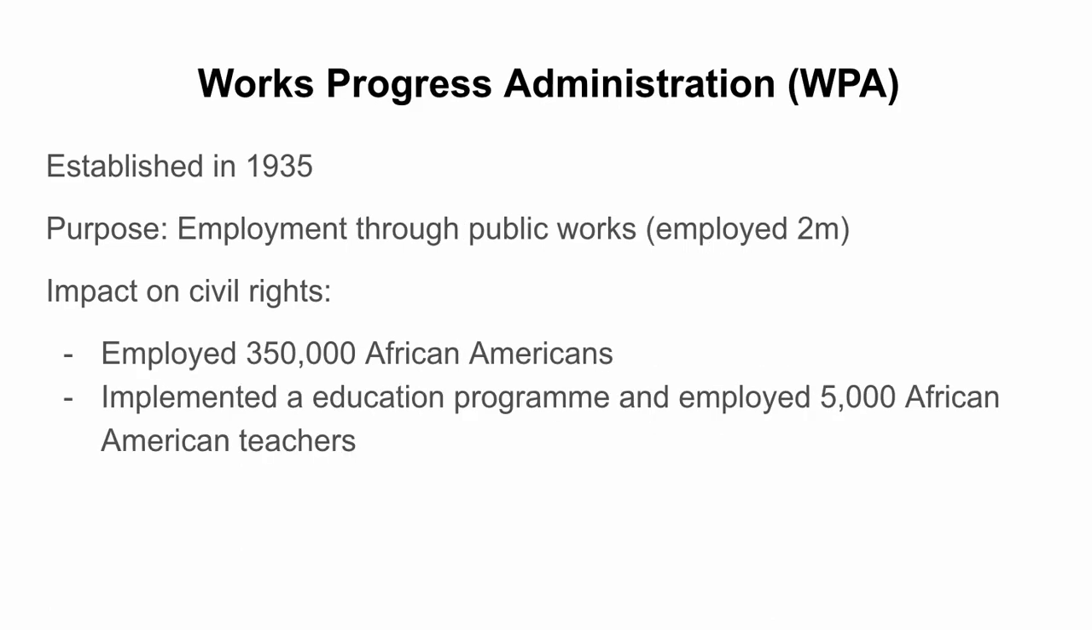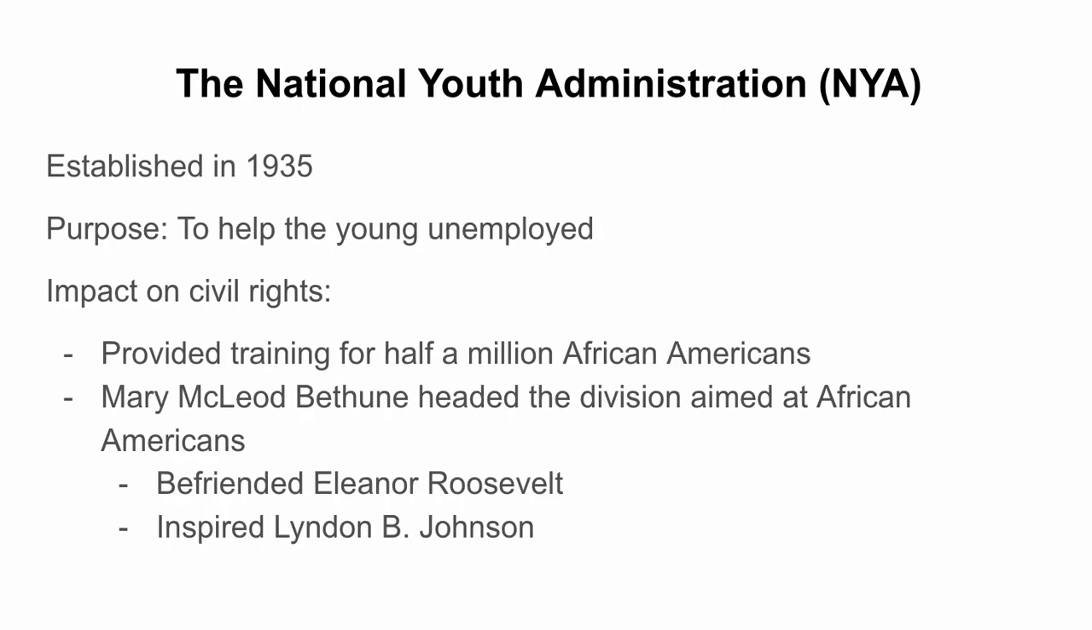The WPA is next, the Works Progress Administration, established in 1935. Again, employment through public works, and it employed 2 million people. It employed 350,000 African Americans and implemented an education program that employed 5,000 African American teachers. So again, this is a much more positive example of a New Deal agency in terms of Black American civil rights. Okay, we've just got a couple more left.